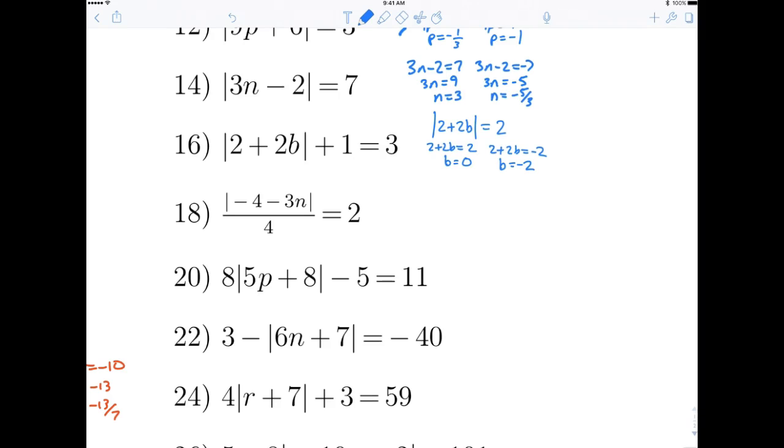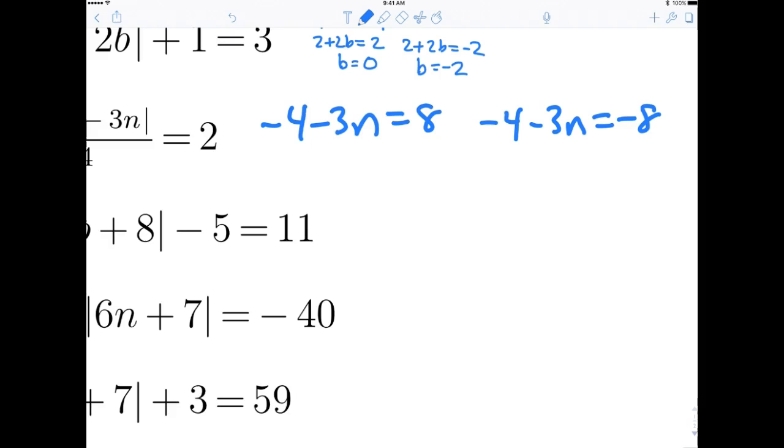All right. Now that we understand the technique, instead of having that step, I want you to be able to tell me I'm doing -4 minus 3n equals 8, and -4 minus 3n equals -8. Does everybody see that? Yep. If you want to write the absolute value and then do the extra step, I'm totally fine with that. But it's not necessary. Once you understand, we're isolating the radical. I said radical. I meant absolute value. Thank you. Radical is second semester.